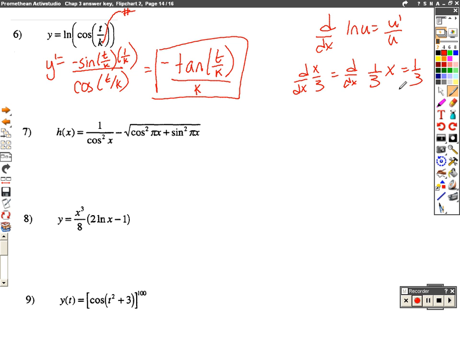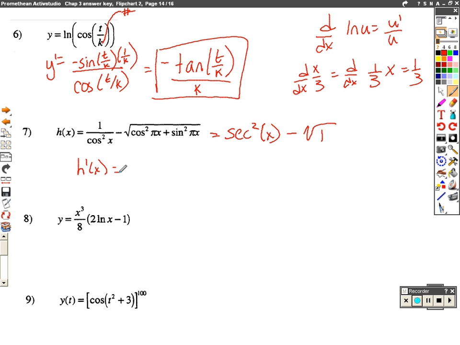Okay, number 7. There's a trick here, as you might have guessed. Right here, when you take the cosine squared of a number plus the sine squared of that number, that is just 1. So this entire equation is really 1 over cosine squared, and 1 over cosine is the same thing as secant squared of x, minus the square root of 1. Alright, taking the derivative of this will be a lot easier.